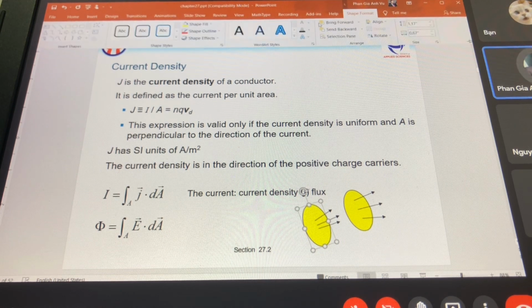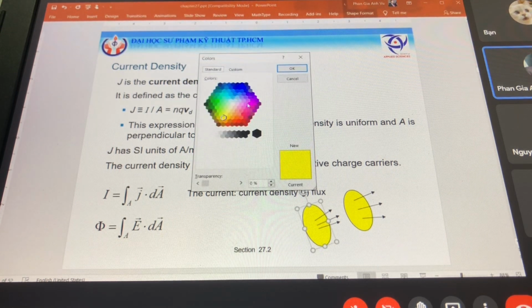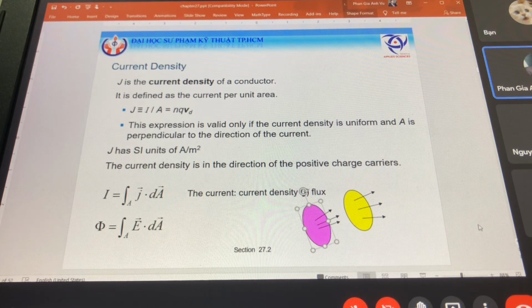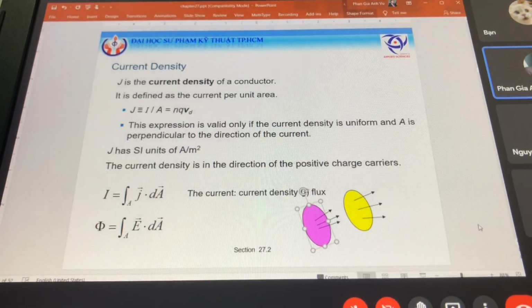The yellow surface and the pink surface, which has the larger current? Pink or violet? Violet or yellow? Yellow, pink, violet. Pink is violet, yeah, right?